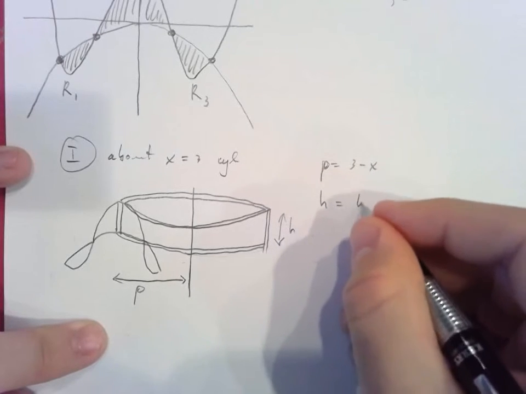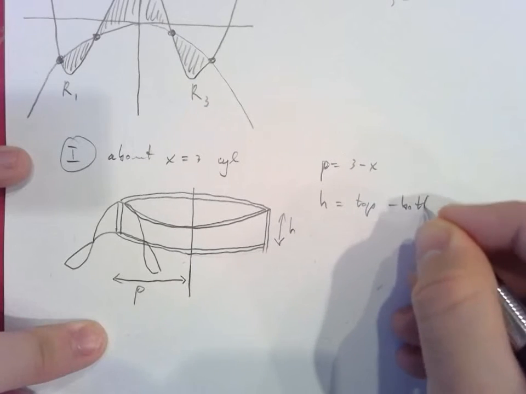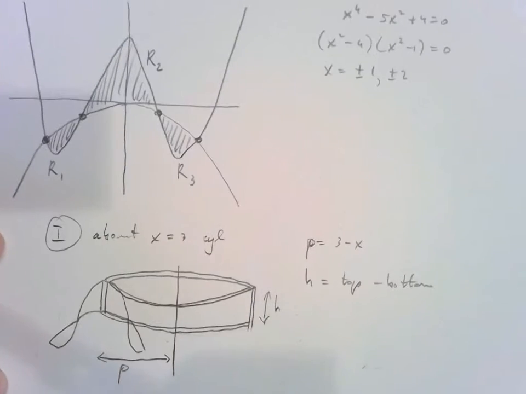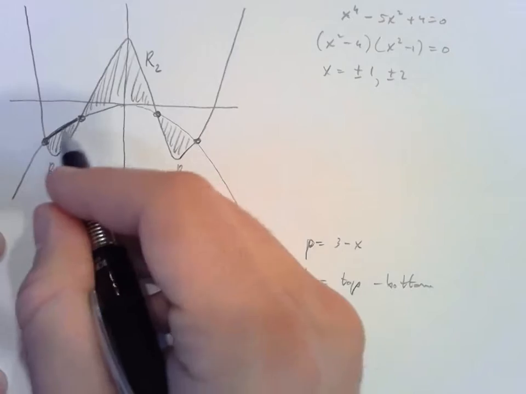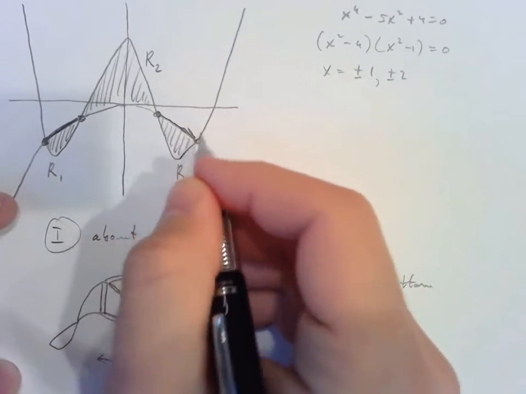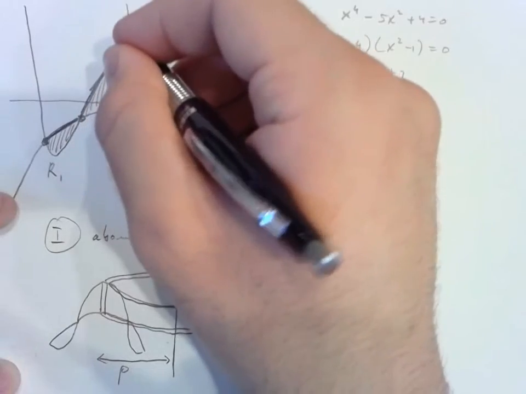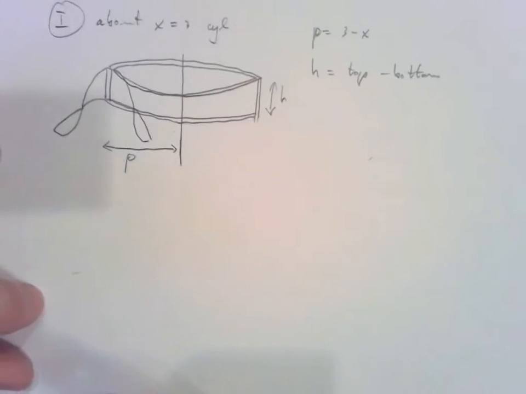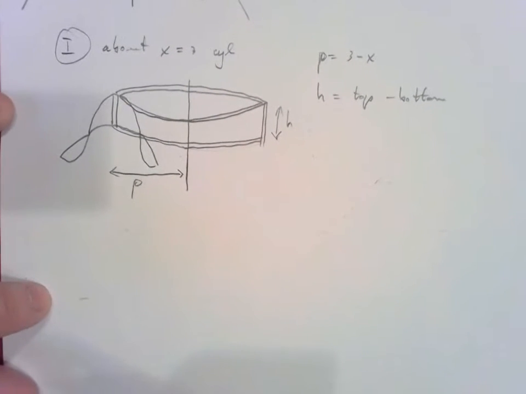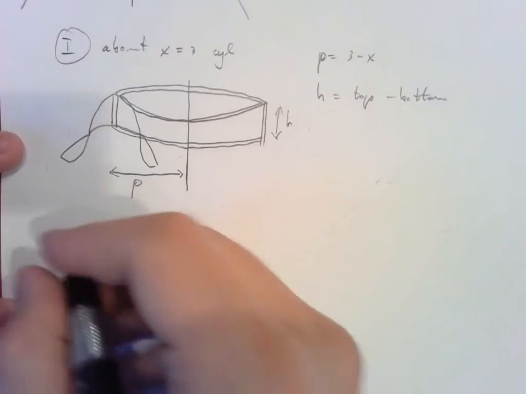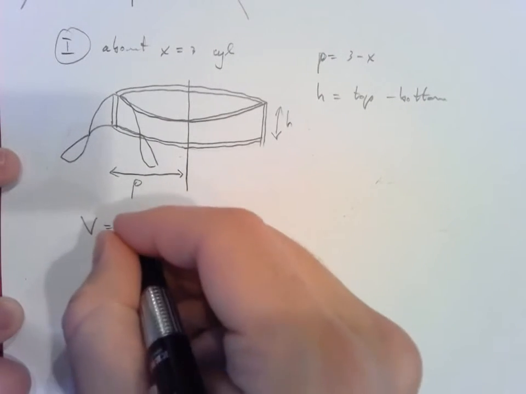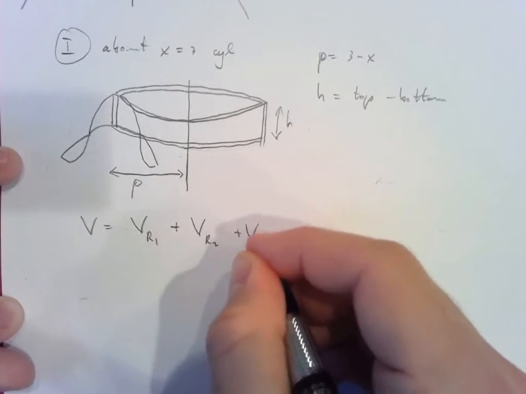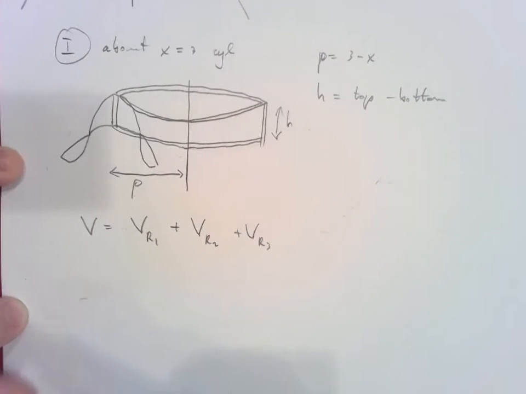But it's always going to be the top curve minus the bottom curve. And if I'm in region 1, notice the top curve is the x squared equation. The same is true for region 3. But if I'm in region 2, the top curve becomes the x to the fourth polynomial. So let's quickly write down a formula for this integral. It's going to end up being a sum of three integrals: the volume over region 1 plus the volume over region 2 plus the volume when I rotate region 3.